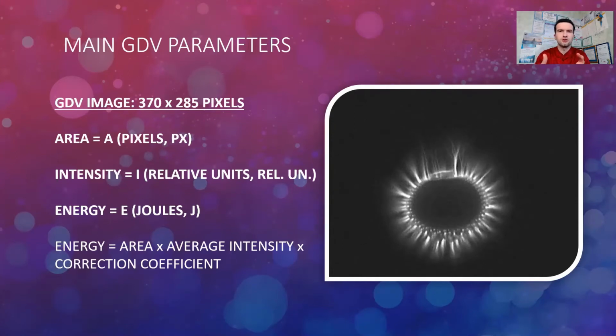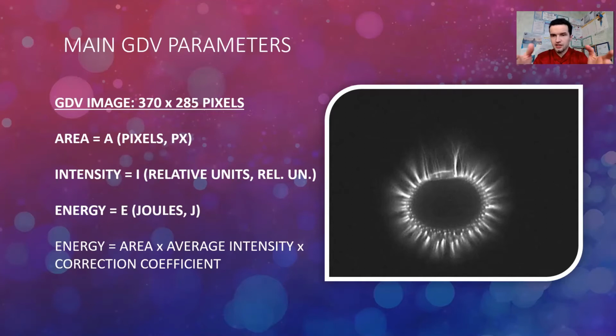But of course, you are not interested in all these background black pixels or even gray pixels. You're interested in only those pixels that are connected with the glow of the finger or any other object that you are studying. So in our software, we have the area parameter. The area parameter takes into consideration only those pixels that are not black and that are connected with the glow from the object under study.